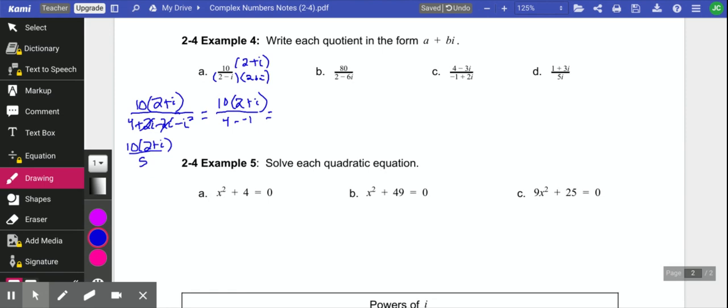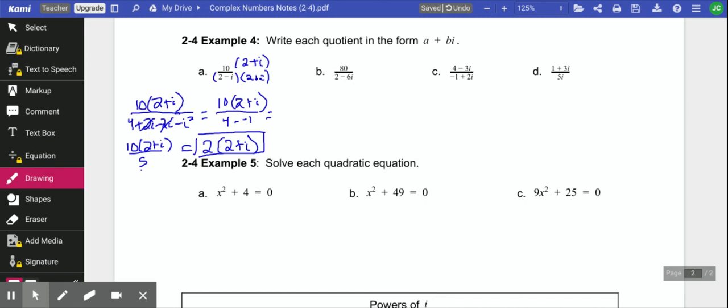And then these things here on the outside, 10 and 5, you can reduce that. 10 divided by 5 is 2. So our final answer is 2 times (2 plus i). Okay, that's our answer. If you really wanted to, you could distribute the 2 at this point. That would be fine.